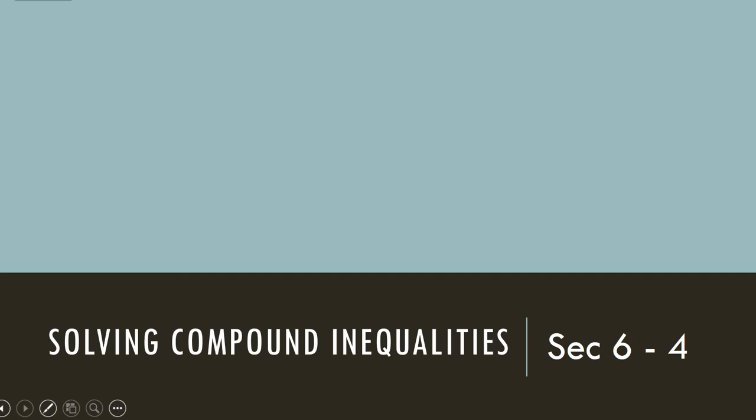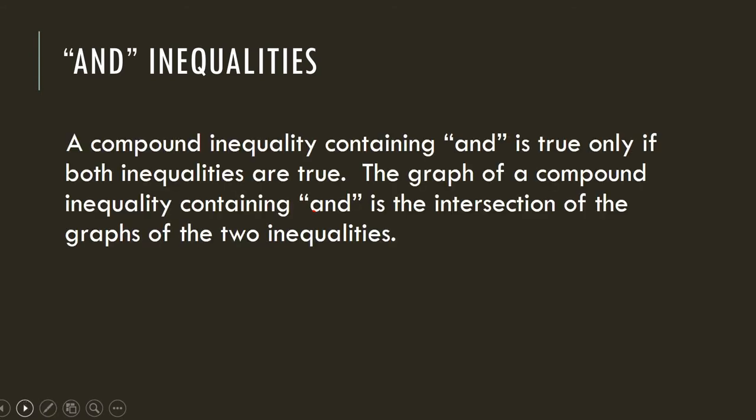Section 6.4 is solving compound inequalities. In a compound inequality we have two types. The first are called AND inequalities. Let's get this written down and then we'll talk about it.